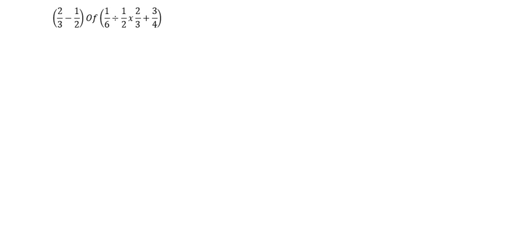Now let's move straight to the question. The question says 2 over 3 minus 1 over 2 in one bracket, of 1 over 6 divided by 1 over 2 times 2 over 3 plus 3 over 4, also in one bracket. Now we are solving these two with the sign in the middle, that is of. The first bracket has 2 terms, and the second bracket has 4 terms.